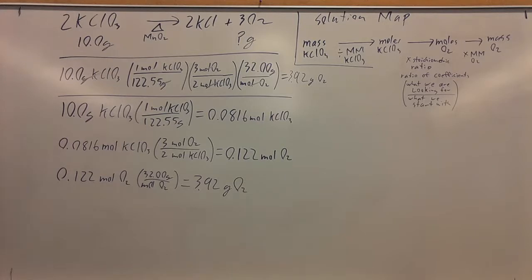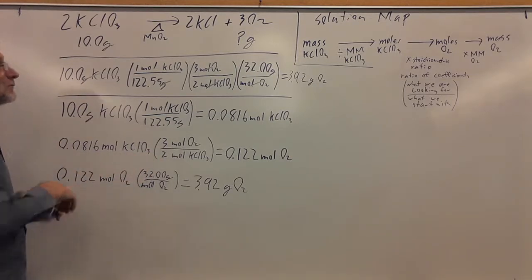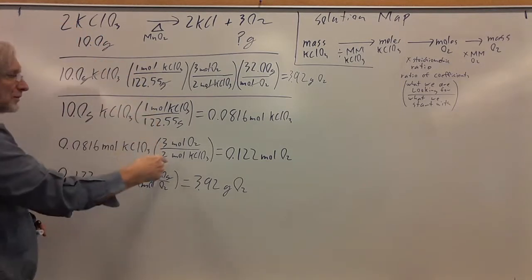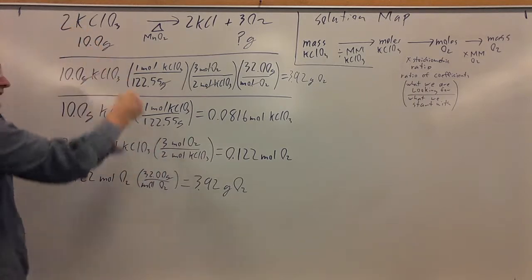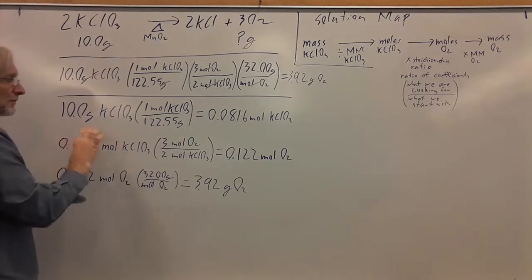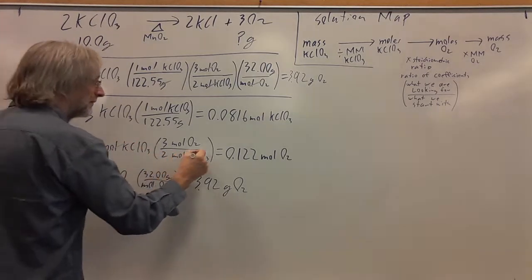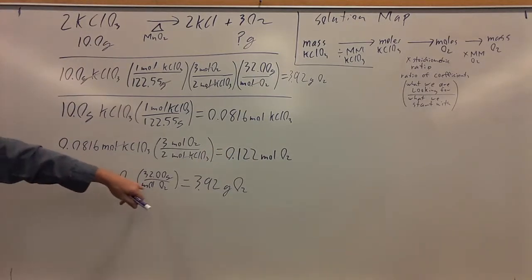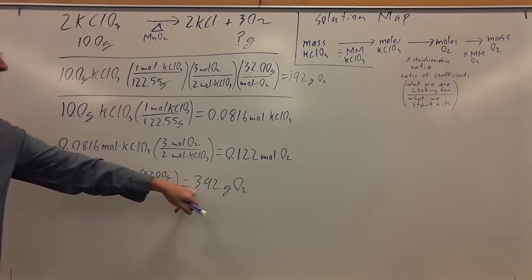So we're taking our moles of our starting compound, the potassium chlorate, and multiplying by the stoichiometric ratio. We have 3 moles of oxygen over 2 moles of potassium chlorate. We're looking for oxygen, so it's on top. We're starting off with potassium chlorate, so it's on bottom. So this converts our moles of potassium chlorate into moles of oxygen. Once we have our moles of oxygen, we multiply it by its molar mass, 32 grams per mole, and we end up with 3.92 moles of oxygen.